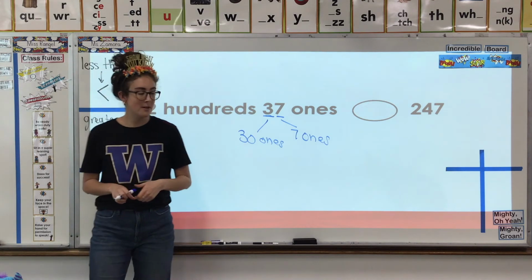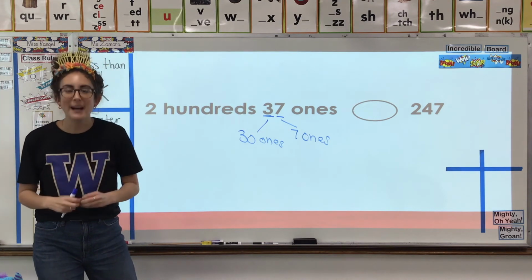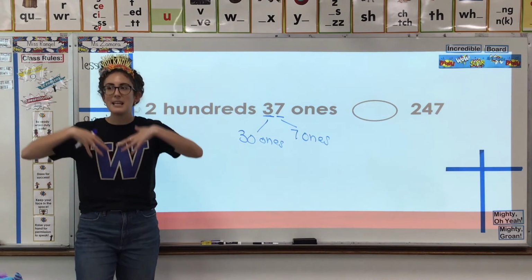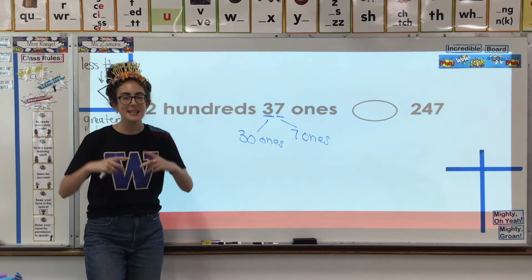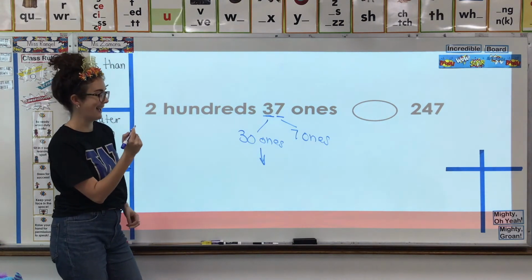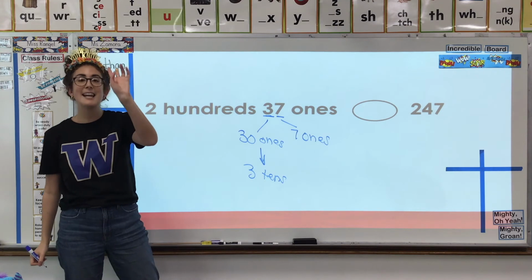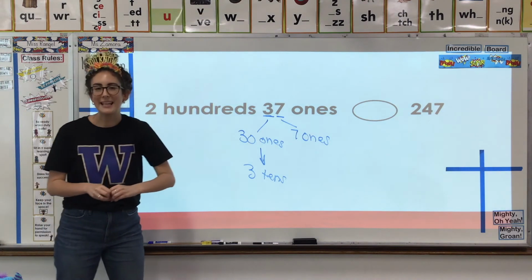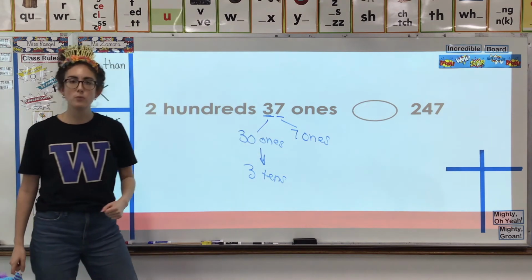But what now, awesome people? We have a bigger group of 30 ones. How many bundles of a larger unit can we make? 30 ones will equal how many of a larger unit? 10 ones equal 1 ten. So 30 ones is 3 tens. We have 3 tens. 10, 20, 30. So second grade, now that we bundled, we can see that in this number, there's 2 hundreds, 3 tens, and 7 ones.